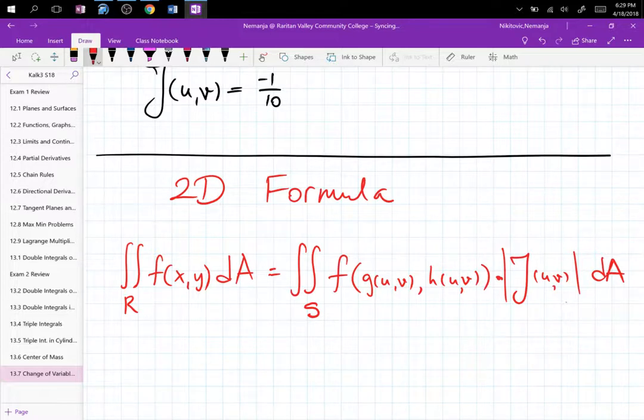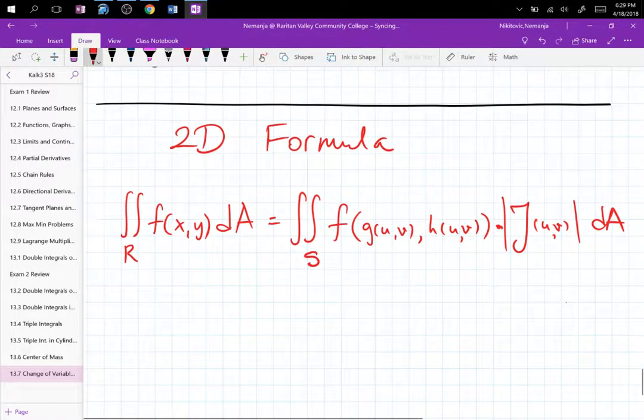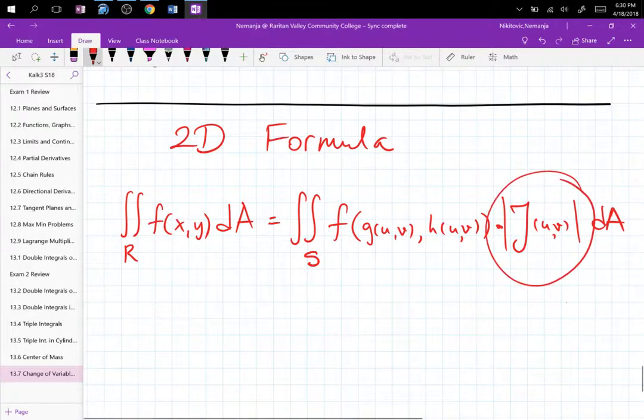Now you're looking at this and you're probably going, what the hell, right? You remember the u sub part? For u sub, we had to transform the function, and we had to transform the du, right? dx into du. That's what your Jacobian is. That transformation.